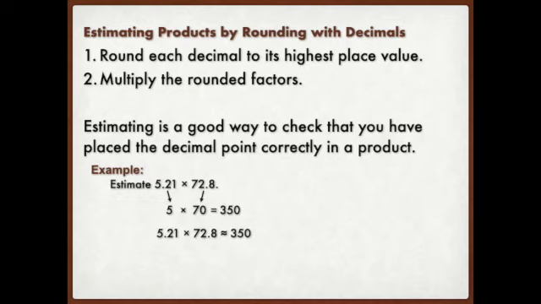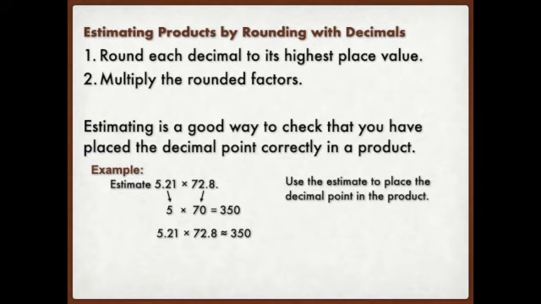Now that little wavy equal sign actually means approximately equal to, or approximate. It's referring to our estimation, what it should be close to. So 350 is the estimation, while the actual number, 379.288, is the actual answer for those two numbers. But the approximated number is 350.